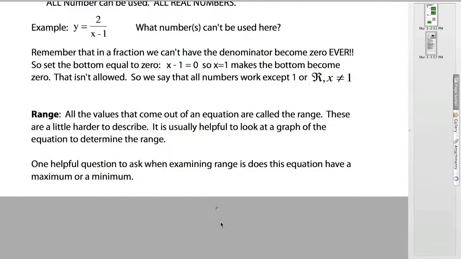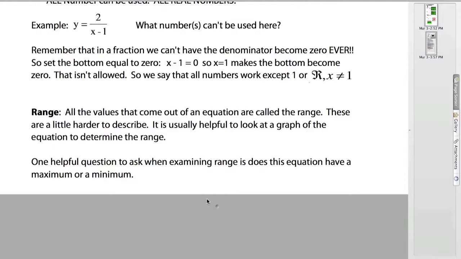So always look at your equation or your graph if you can, or ask the question: does it have a minimum or maximum? Okay, if it has a minimum, then I'm going to have a greater than or equal to or greater than scenario. If it's a maximum, it's going to be a less than.